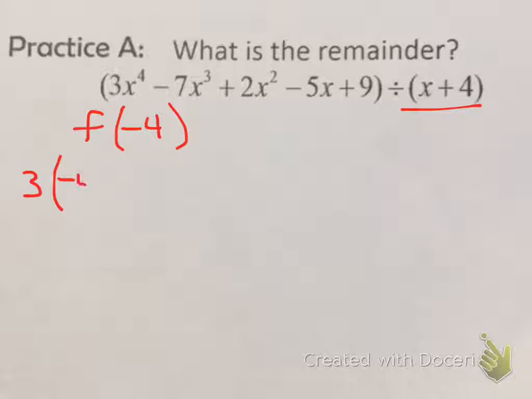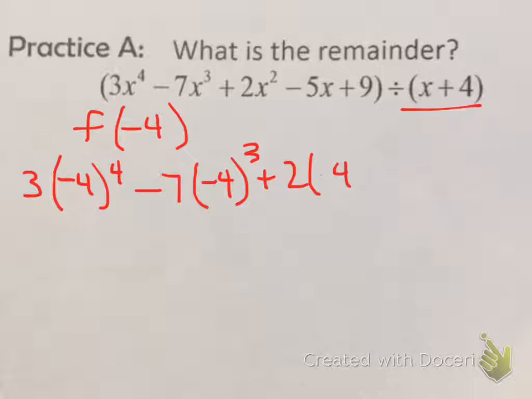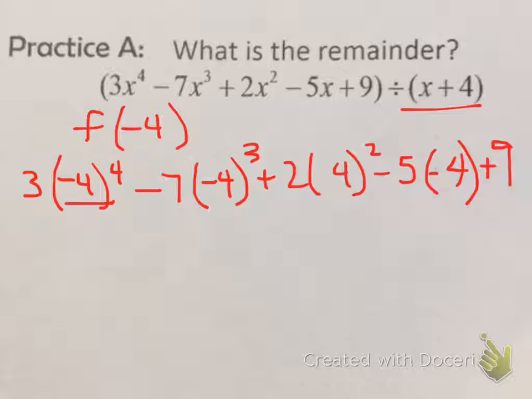You'd have 3 times negative 4 to the 4th minus 7 times negative 4 cubed plus 2 times negative 4 squared minus 5 times negative 4 plus 9. After you get it substituted in, you might decide you want to do synthetic division. This is quite a lengthy problem. When we do negative 4 to the 4th power, we're going to get a positive 256. We're going to times that by 3 and get 768.